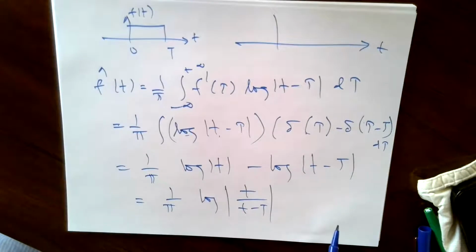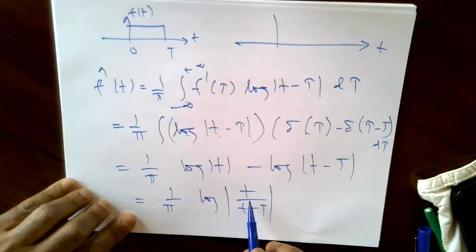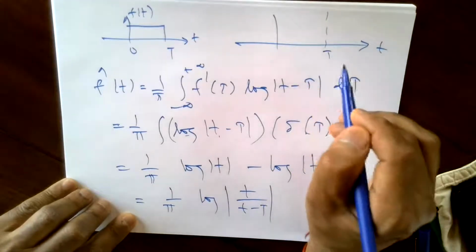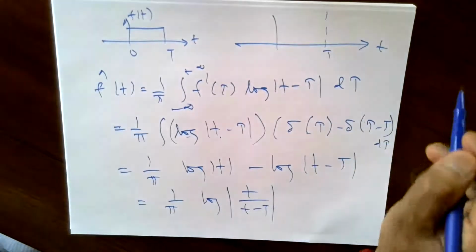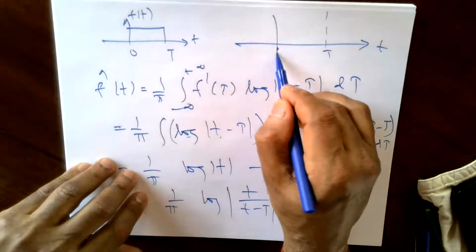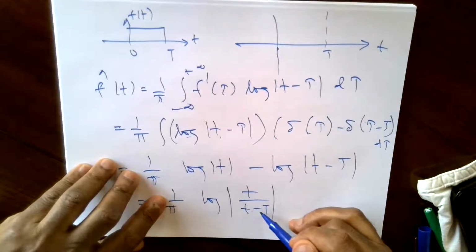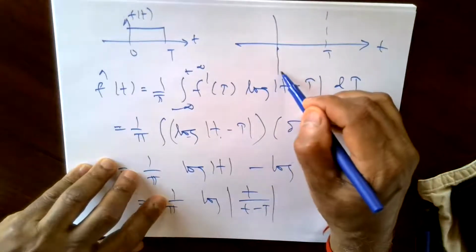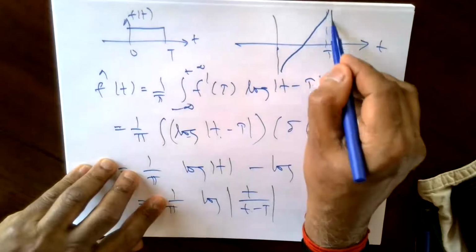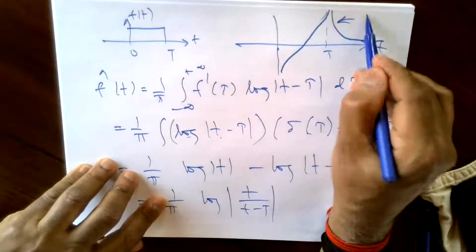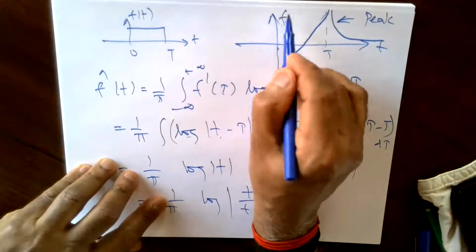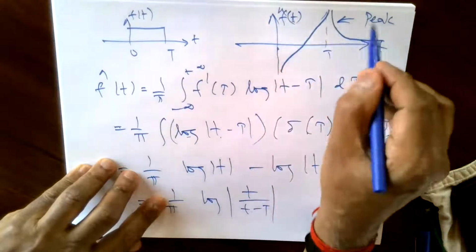That's the result. So notice when t is 0, this goes to log 0, minus infinity, and when t is equal to capital T, this will blow up, 1 over log infinity, that's infinity. So this function takes a value like this. So you can see the peak power here blows up. This is f hat of t. So this is the one issue with the Hilbert transform.